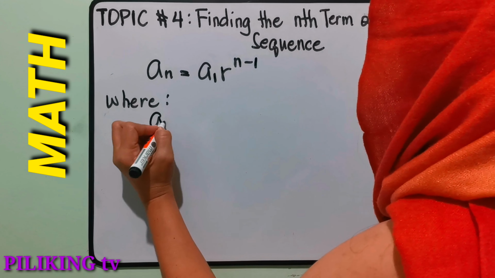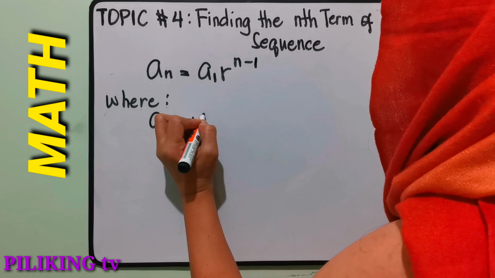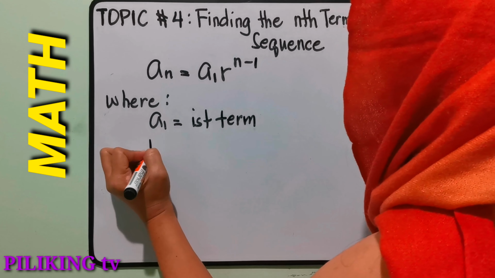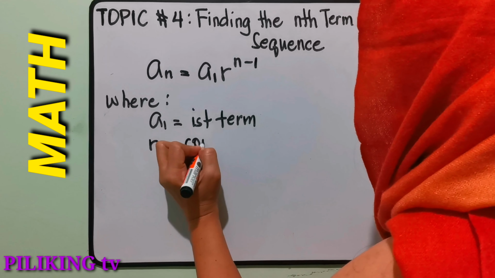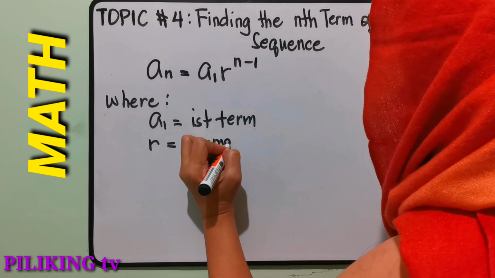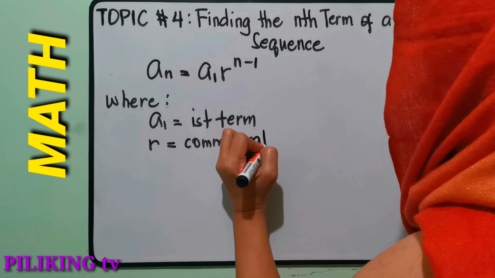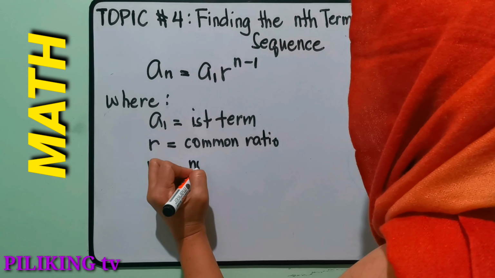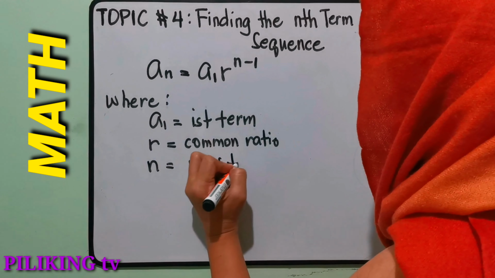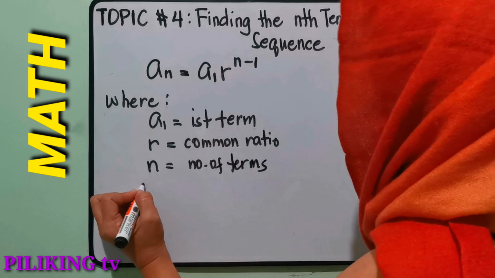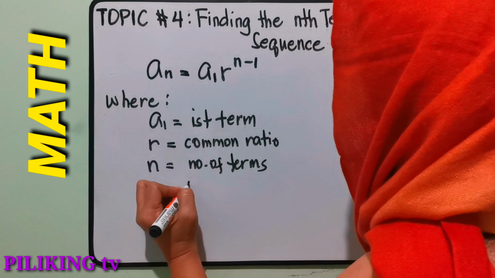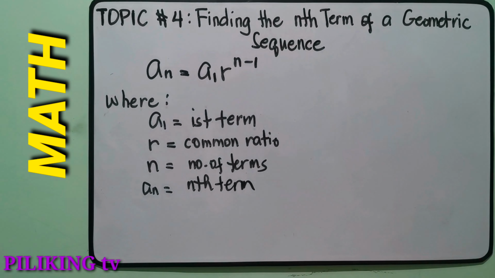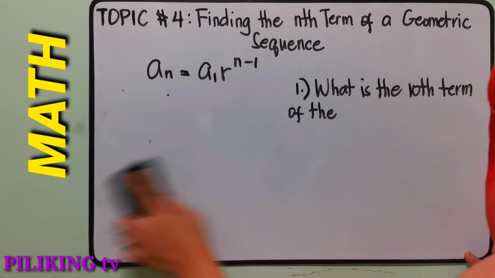Where a sub 1 is the first term, r is the common ratio, n is the number of terms, and a sub n is the nth term. Okay, so let's have example number 1.